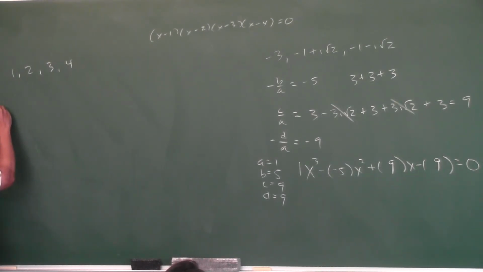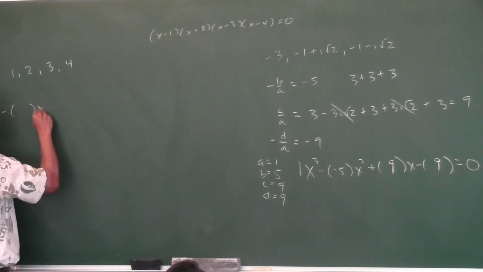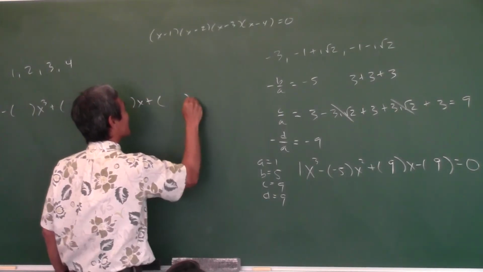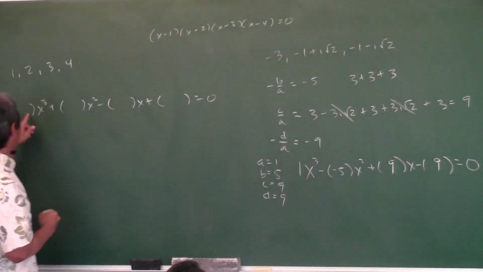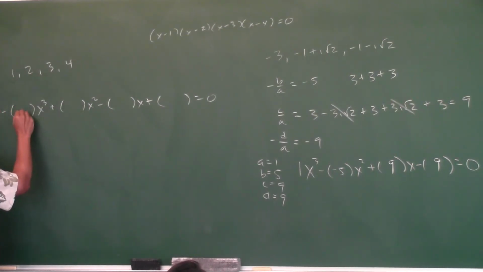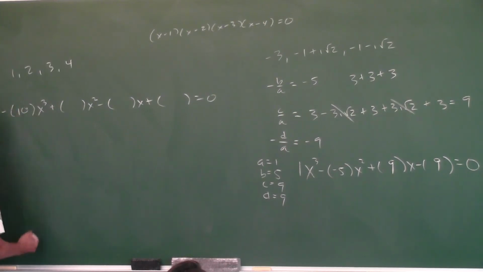What degree is it going to be? Do you have 4 roots? So I'm going to assume a is 1. X to the 4th minus something x cubed plus something x squared minus something x plus something equals 0. What goes in there? The sum of the roots. What is this plus this plus this plus this? 10.